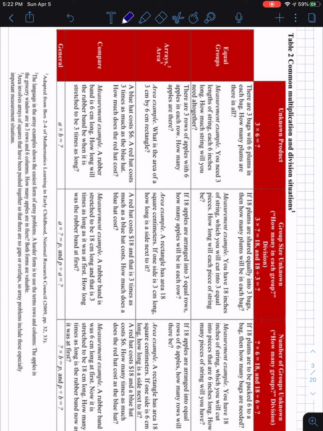So sorry that this is sideways, but this is an example of a table of the three different contexts for multiplication and in a sense division as well. So for example, just like with addition and subtraction, we had add to, take from, put together, take apart, and compare. We have different groups here. So here there are equal groups, array and area, and compare.